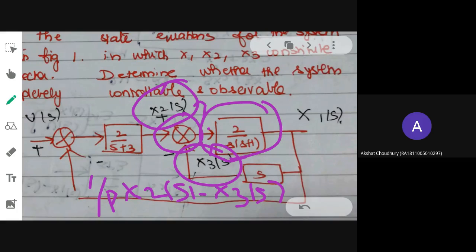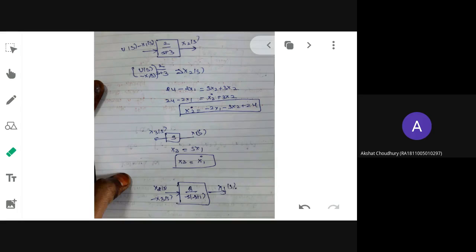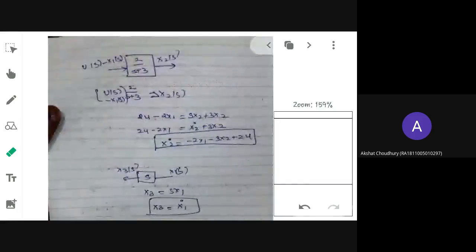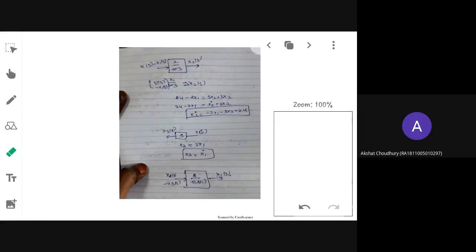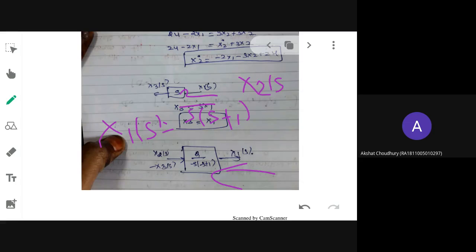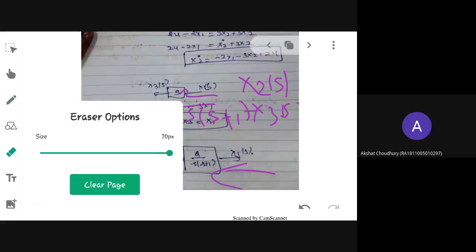So redraw the block diagram. Okay. Like this. This is the one. Again, x1 of s is equal to 2 by s into s plus 1 into x2 of s minus x3 of s. So three equations you got from the block diagram representation only. Okay, understood now.